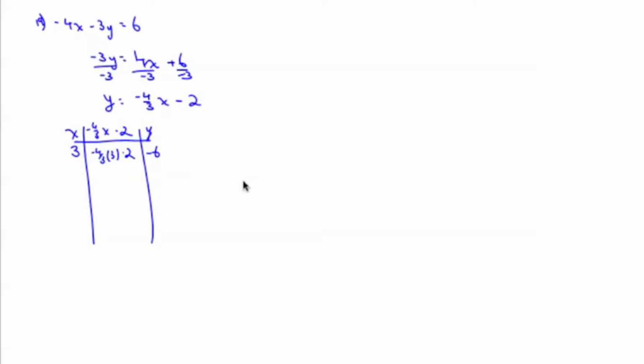What other number you want to try? 0. Usually works nicely. Negative 4/3 of 0, of course, is 0. 0 minus 2 is negative 2. Last number? Negative 3. I usually start with negatives and then work, but whatever. Negative 4/3 times negative 3 minus 2. Now, 3 goes into negative 3 negative 1. Negative 1 times negative 4/3 is positive 4/3, minus 2. Negative 3, 2. And then you do a little plot.